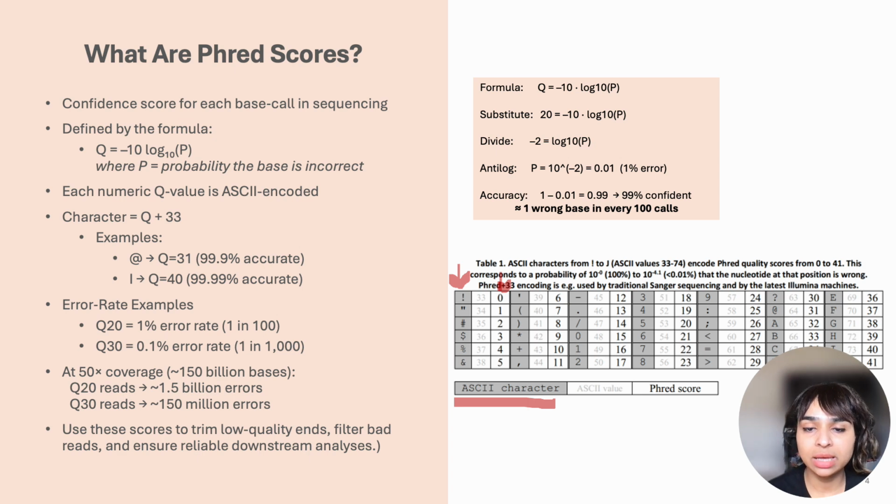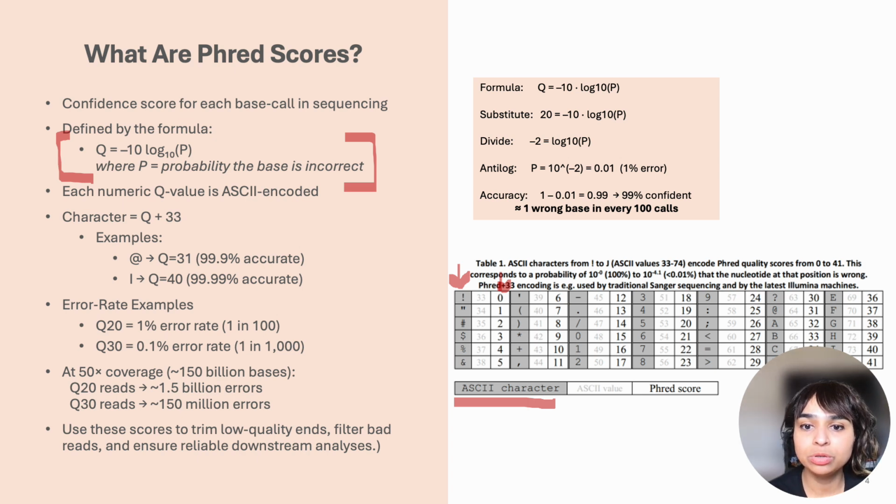Now, if I say a Phred score of 20, what does it mean? That could be calculated using this formula here. So let's say I substitute Q as 20, which is our Phred score. It means that there is one wrong base in every 100 calls, which means that the machine has 99% confidence for that particular read. Now let's say a Phred score of 30.